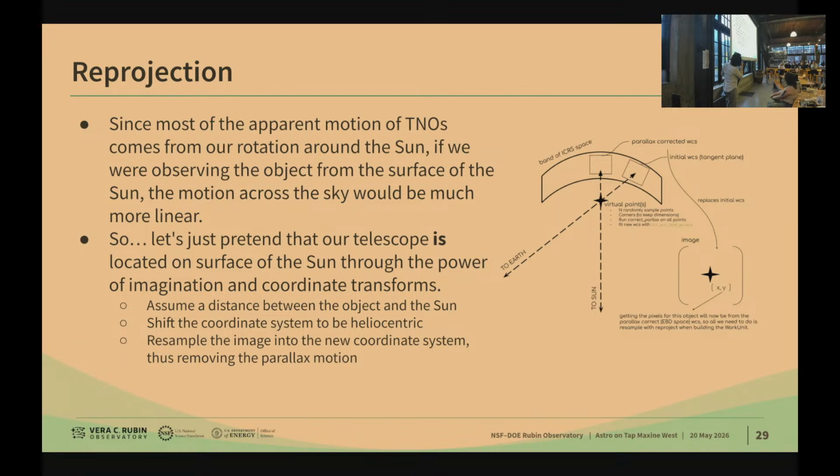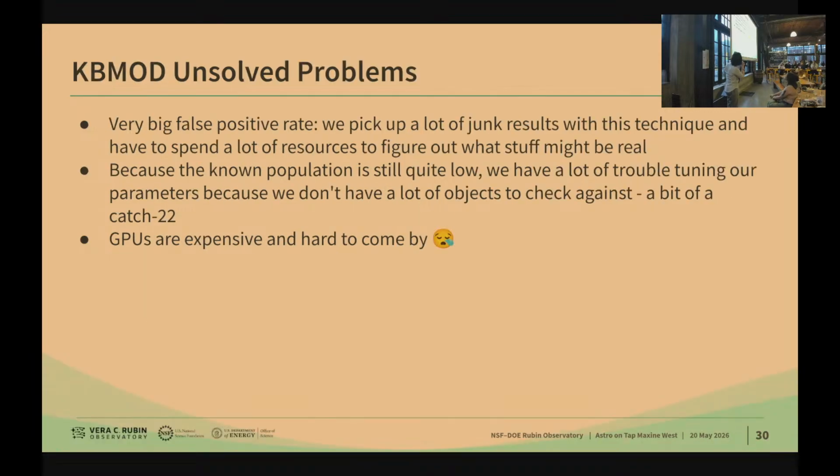So that's great. There's still problems. I wish I could keep going until we had a completely solved slide, but there's still lots of unsolved problems to actually finding trans-Neptunian objects. Number one, we have a very high false positive rate.